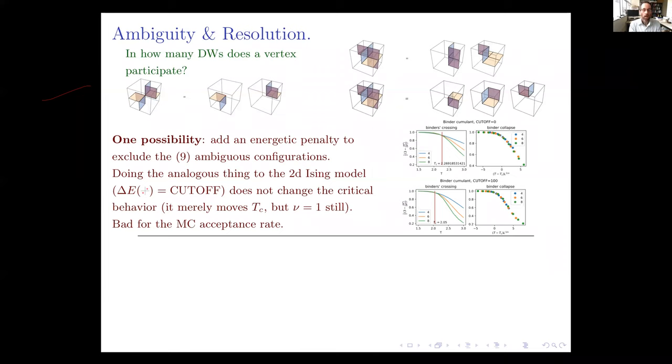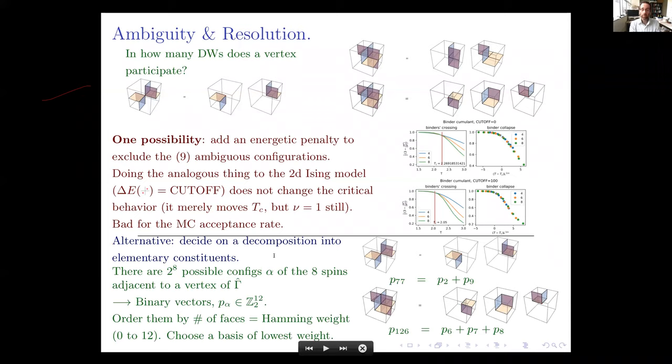A second way to resolve this ambiguity is to decide on a decomposition of each configuration into what you can think of as elementary constituents. It's actually possible to do this in a way that preserves all the symmetries of the problem. Look at a single vertex. For each vertex, there are 2^8 possible configurations of the spins on the neighboring sites of the original lattice. Think of that as a binary vector with a 0 or 1 for each possible wall that may or may not be there, order those possible configurations by the number of faces, and then choose a basis with lowest weight. So that would decompose this configuration into the sum of these two, and it would decompose this configuration into the sum of these three configurations. That's a symmetric prescription for resolving this issue.